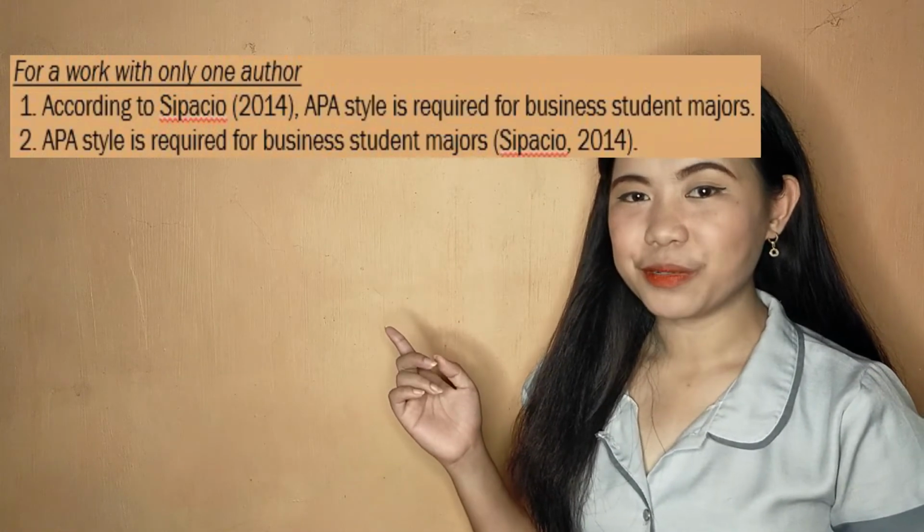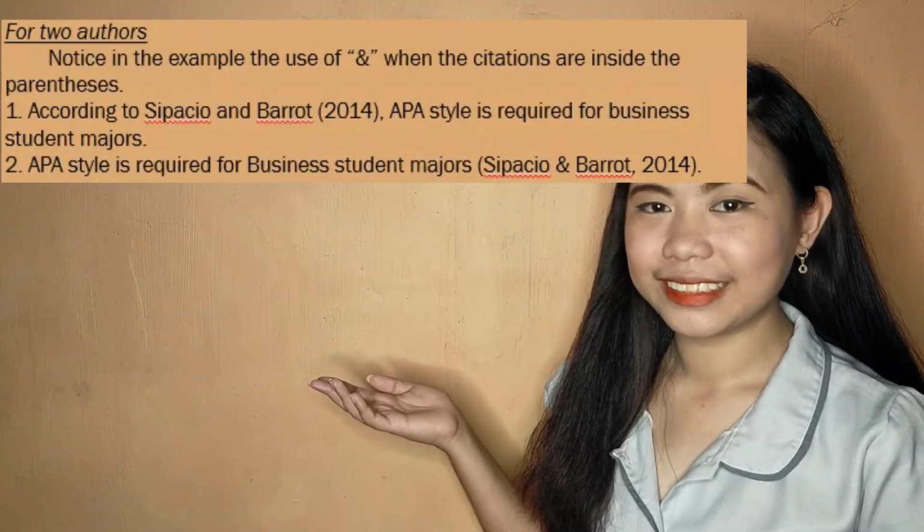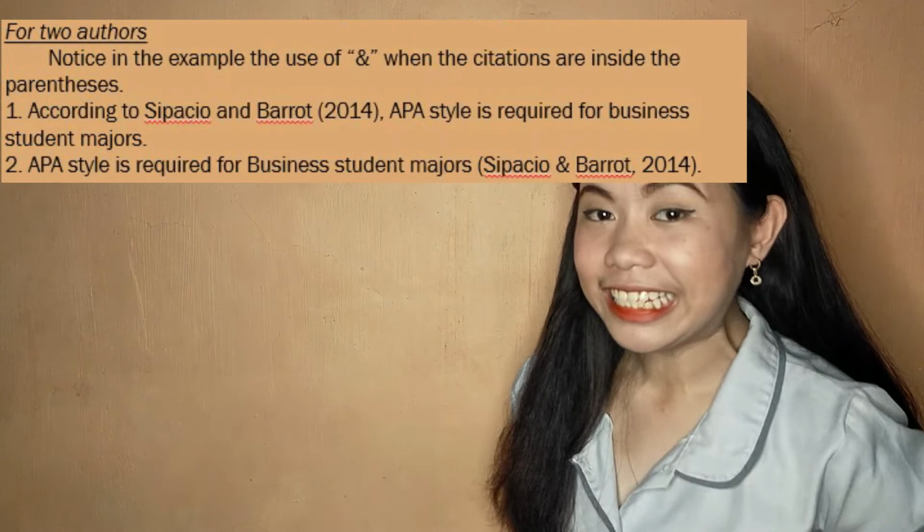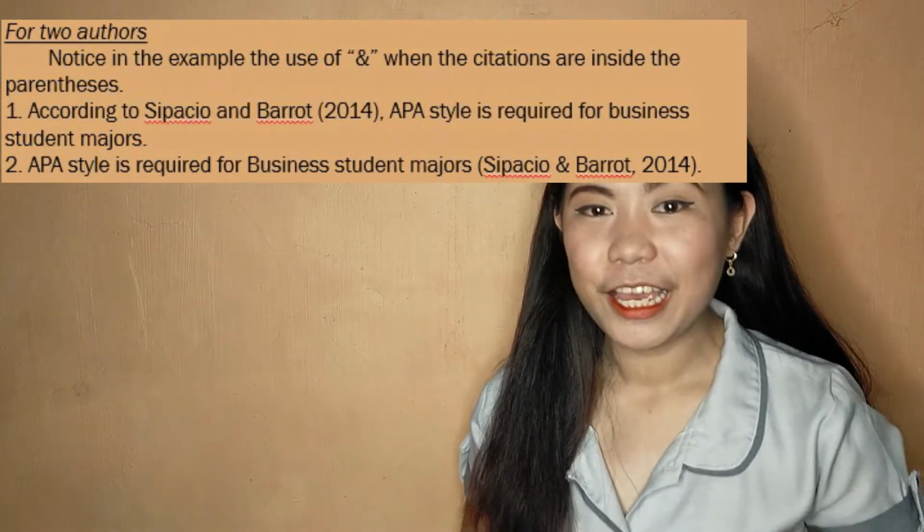For a work with one author, here are our examples. And for two authors, take a look at these examples. Notice in these examples the use of "and" in the citation inside the parentheses. For 3 to 5 authors, you have to name all of them during the first citation. Then, use the primary author followed by the words "et al.", which means "and others", for subsequent citations. Take a look at our example.